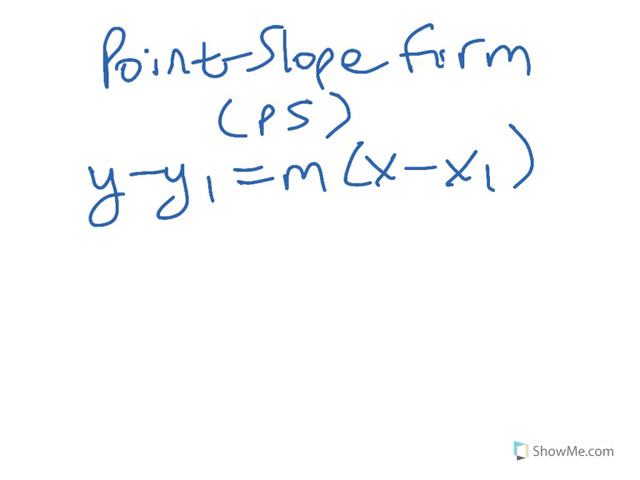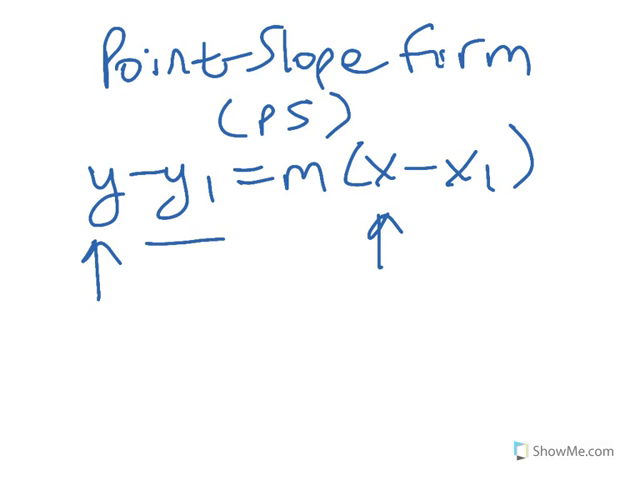The point-slope form of a line is simply y minus y1 equals m times the quantity x minus x1. Y and x are variables. When all the other numbers are known, these two will still be unknown. They'll still be in the formulas.